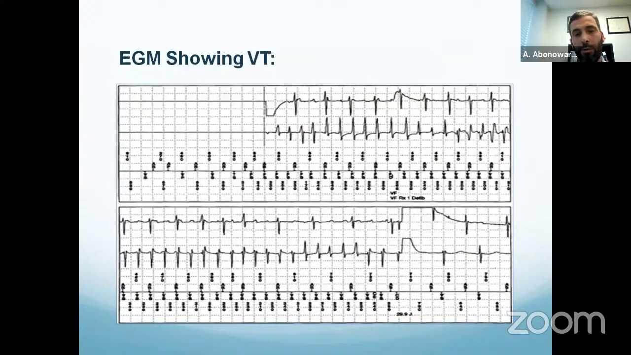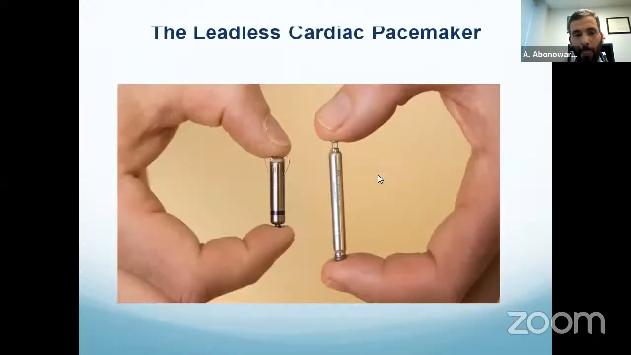So remember, if you have an ICD or a pacemaker, look at the rhythm, that will help you to decide, especially if the patient gets an ICD shock in the emergency department and you're not sure. Interrogation will help to determine, is it an appropriate or inappropriate shock? Like in this case, it was an appropriate shock because of the ventricular tachycardia.